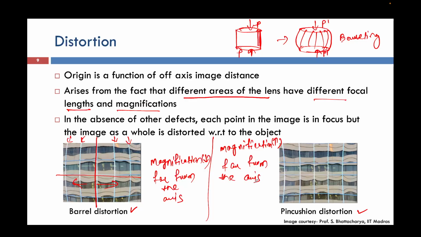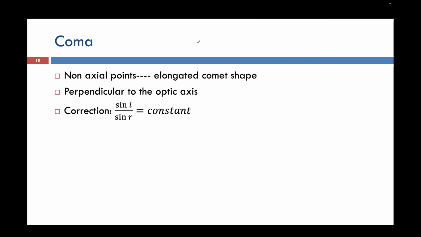Okay, so this is known as pincushion distortion and barrel distortion. There is also another off-axis distortion, known as coma. Why does coma occur? Because non-axial points take the shape of an elongated comet. Why does that happen? Because sin i by sin r does not remain constant in that case. When this does not hold, coma occurs.